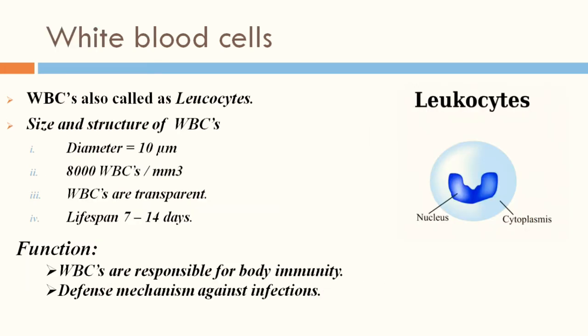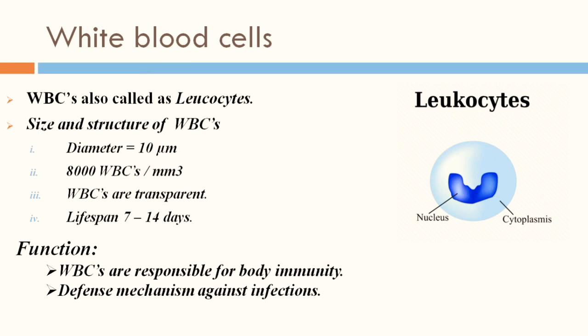Now let's move to the WBCs. WBC means white blood cells, also called leukocytes. You can see in the diagram that leukocytes are spherical cells. Previously, RBCs have no nucleus, but WBCs have a nucleus. There are normally 5,000 to 10,000 WBCs per cubic millimeter of blood, and their number varies during the day.